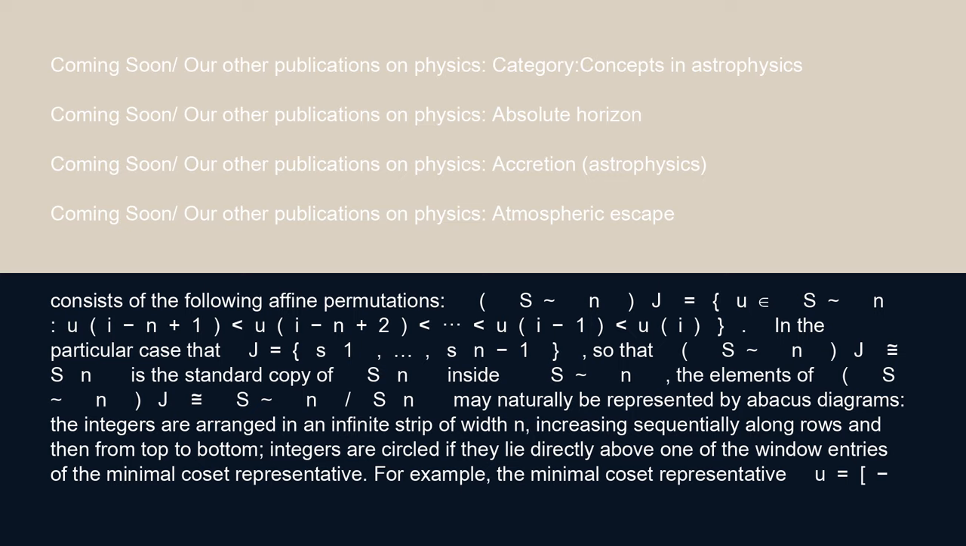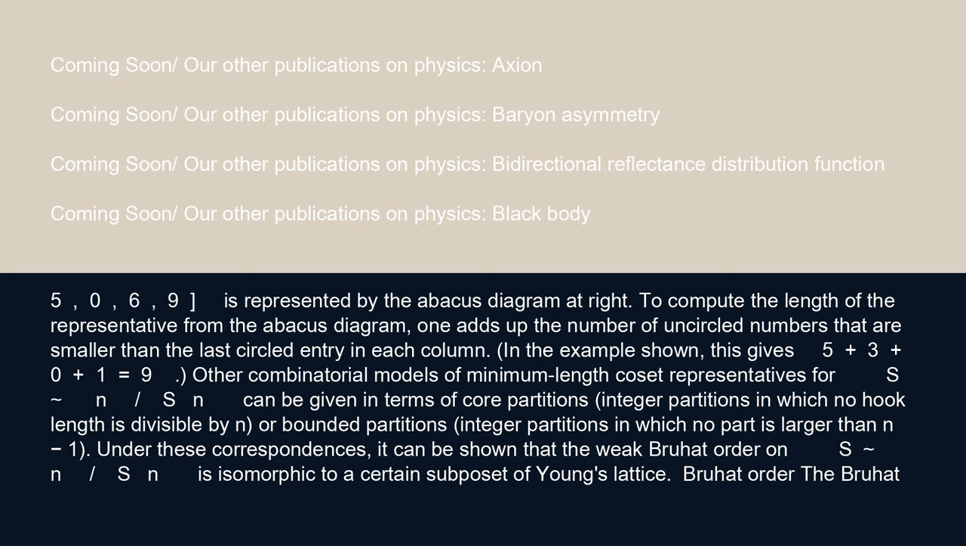may naturally be represented by abacus diagrams. The integers are arranged in an infinite strip of width n, increasing sequentially along rows and then from top to bottom. Integers are circled if they lie directly above one of the window entries of the minimal coset representative. For example, the minimal coset representative U equals [-5, 0, 6, 9] is represented by the abacus diagram at right. To compute the length of the representative from the abacus diagram, one adds up the number of uncircled numbers that are smaller than the last circled entry in each column.